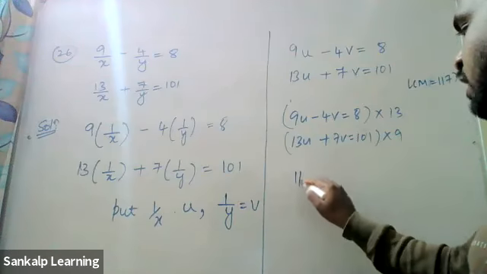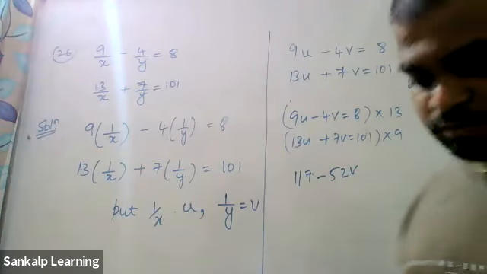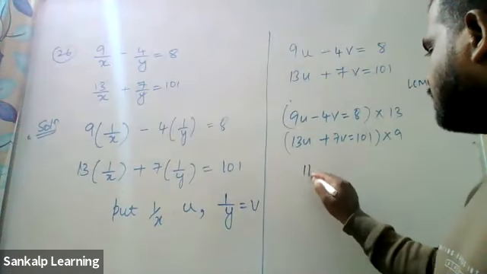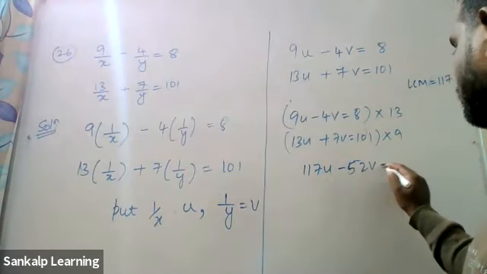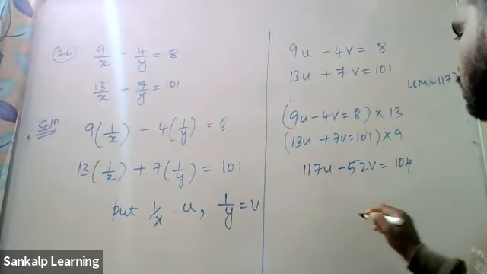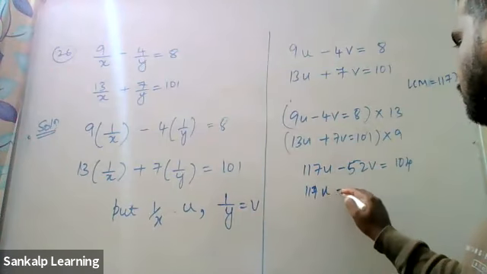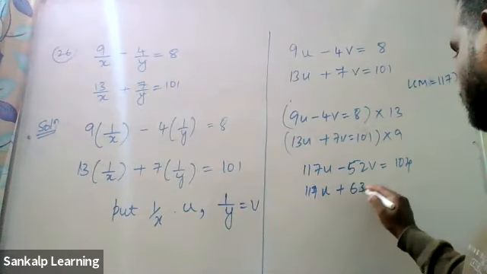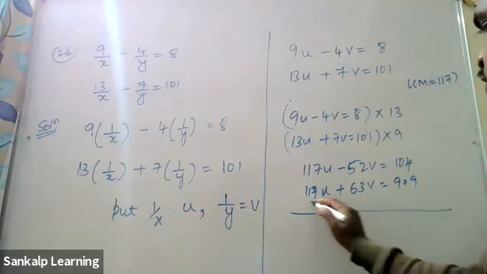Multiply: 13 9s are 117. 13 4s are 52. So 117u minus 52v. 13 8s are 104. 13 9s are 117. 9 7s are 63. 909. Solve it. You have to change the sign.